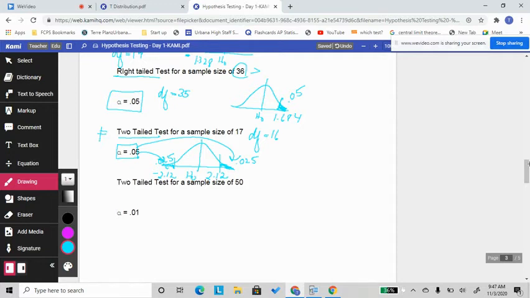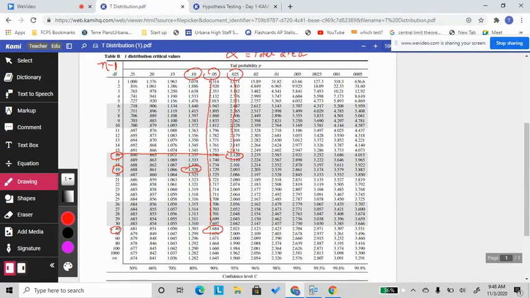Okay, last one. Two-tail test for a sample size of 50. That means your degrees of freedom is 49. Your alpha level is 0.01. It is a two-tail test again, so we need to shade both tails. That means it was a not equal to. The H0 would be right here. Degrees of freedom 49, alpha 0.01. The total area is 0.01. So we have to divvy that up to 0.5% here and 0.5% here. We go to the t distribution.